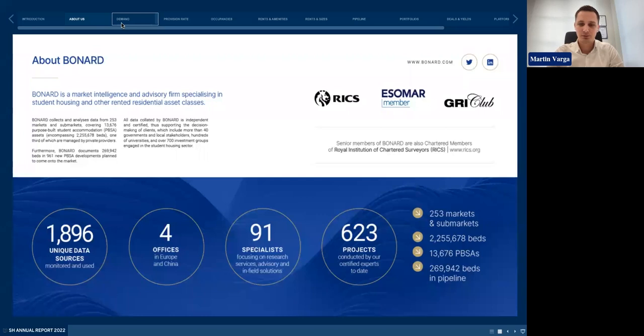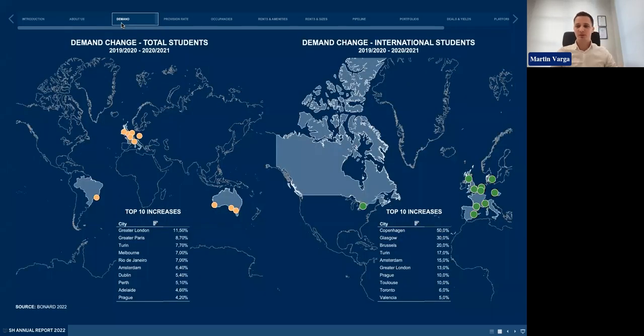Now getting into the content, I would firstly, as per standard, like to start with demand. For 2022, the recovery of stable demand indicators was crucial. During the pandemic, many mainstream asset classes faced challenges, which led to some downturns in demand and later in occupancies. However, for rented residential, which also includes student housing, the demand either remained stable or continued to increase.